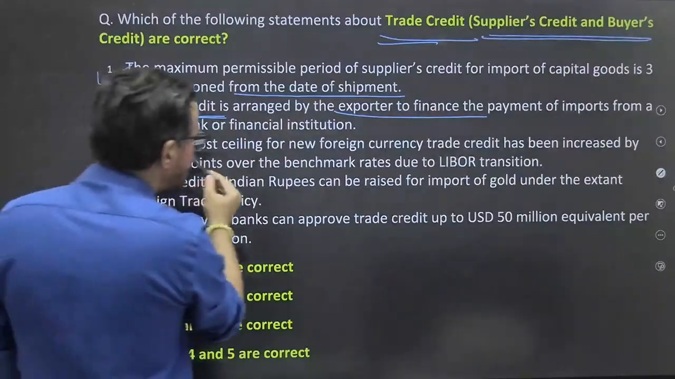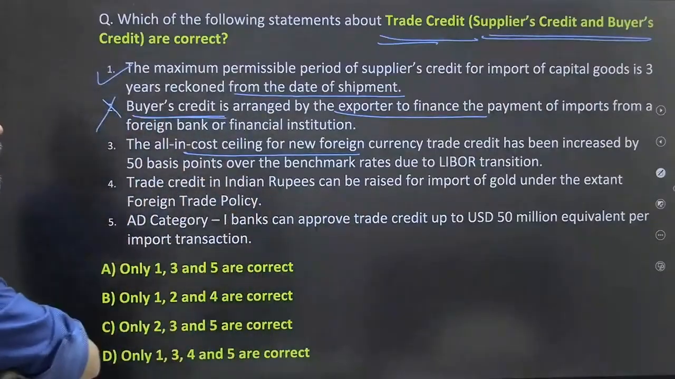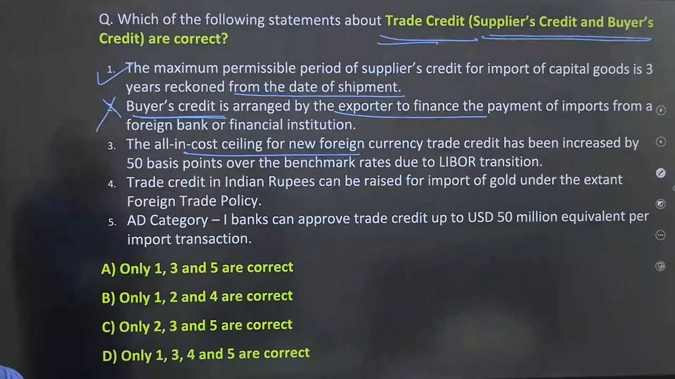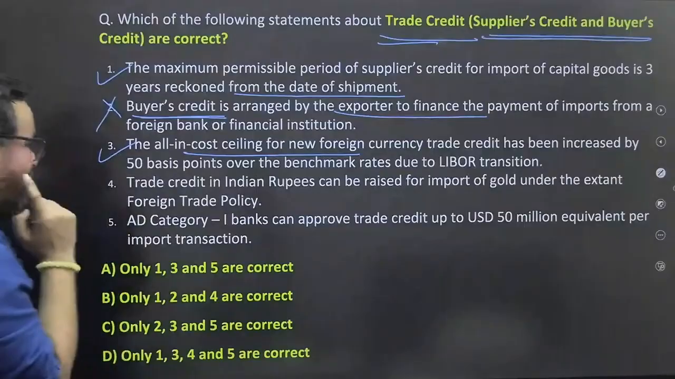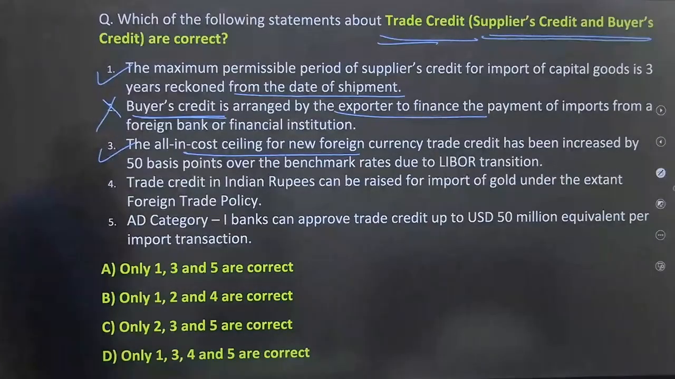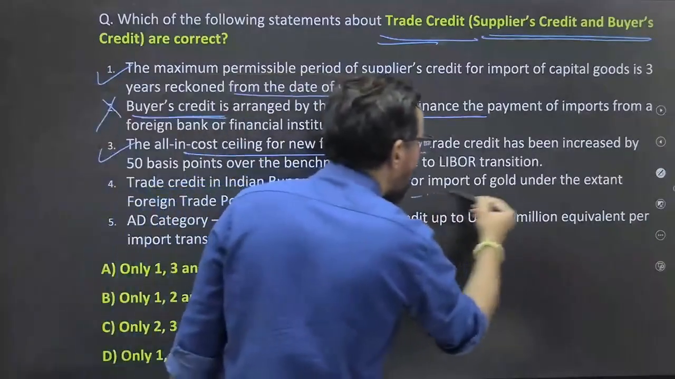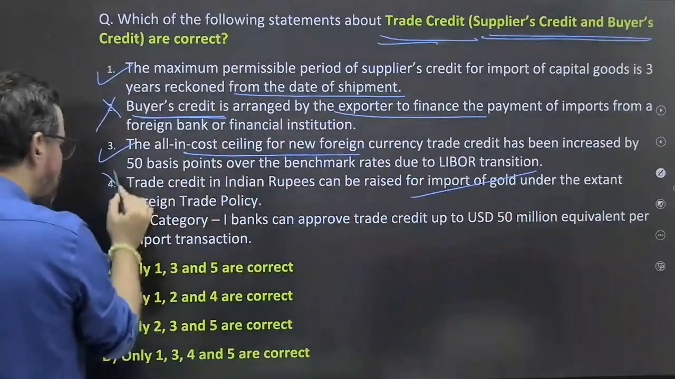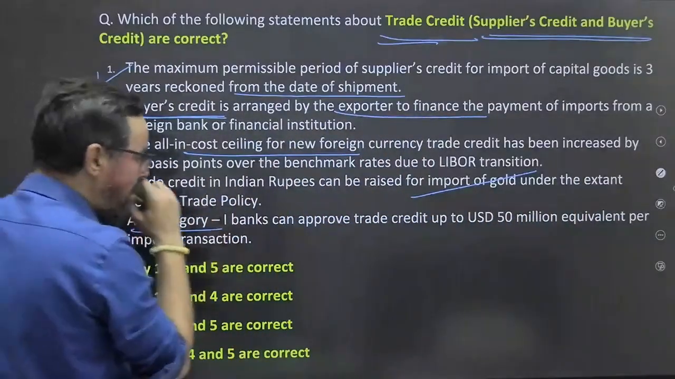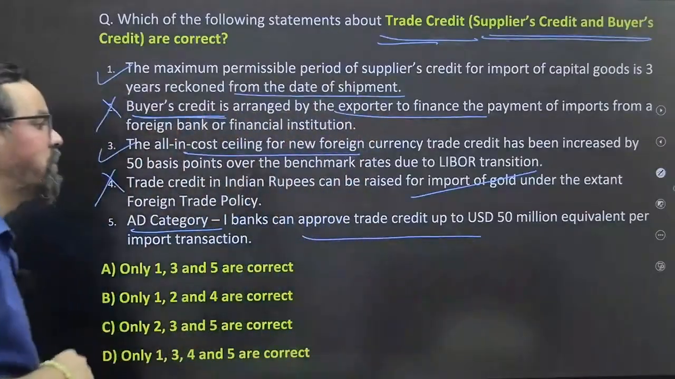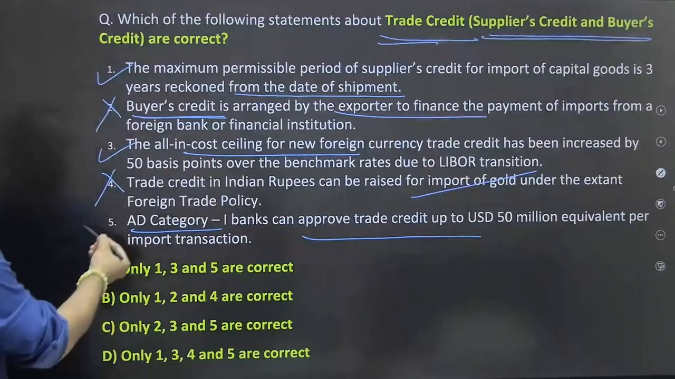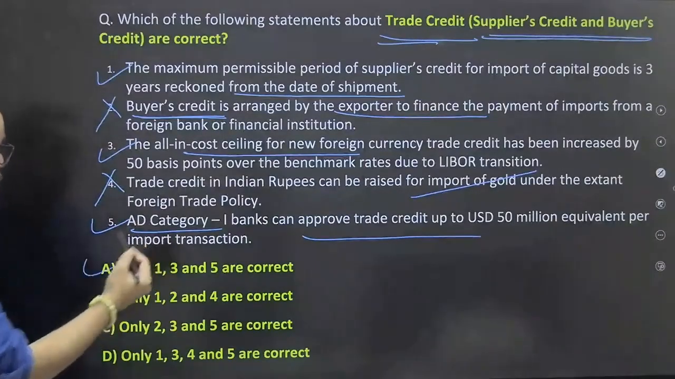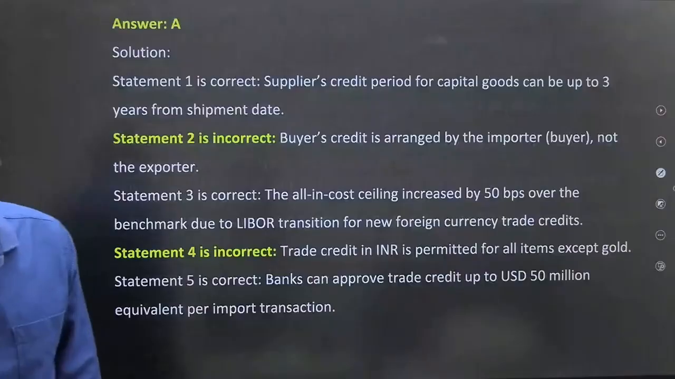The all-in cost ceiling for new foreign currency trade credit has been increased by 50 basis points over the benchmark rate due to the LIBOR transition. Okay? True. The trade credit in Indian rupee can be raised for import. It cannot be used for import of goods under the foreign trade policy. Authorized dealer Category 1 banks can approve trade credit up to 50 million equivalent per import transaction. Okay? This is also correct. So 1, 3, 5 means option A should be the right answer for this particular one. Yes, absolutely, everyone is right here.